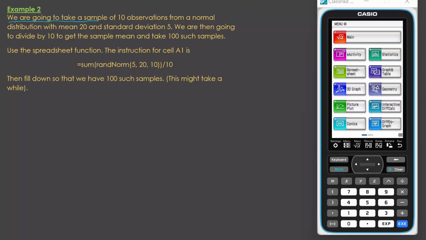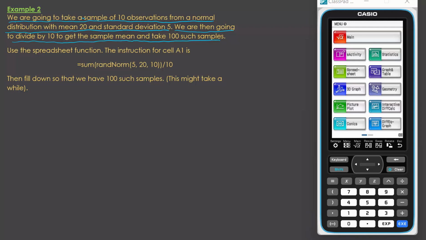We are going to take a sample of 10 observations from a normal distribution with a mean of 20 and a standard deviation of 5. We're then going to divide by 10 to get the sample mean and take 100 such samples. So we're not necessarily going for a proportion here.